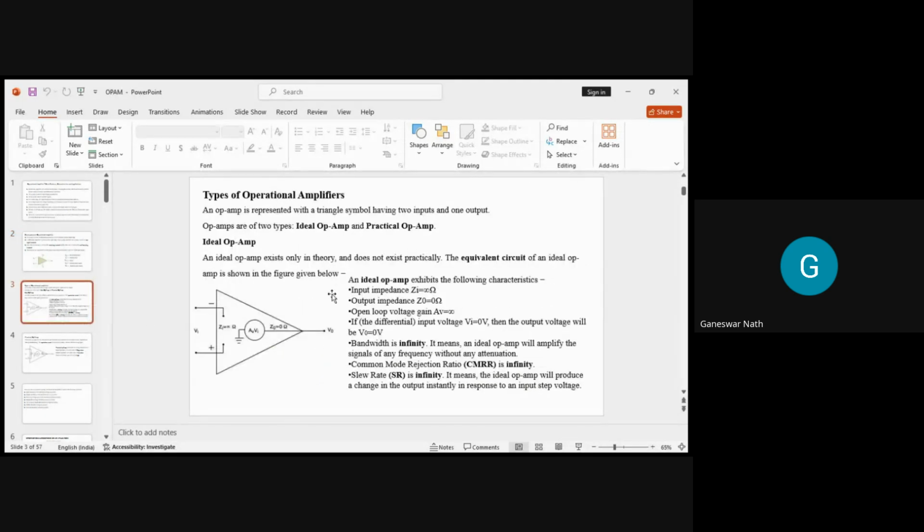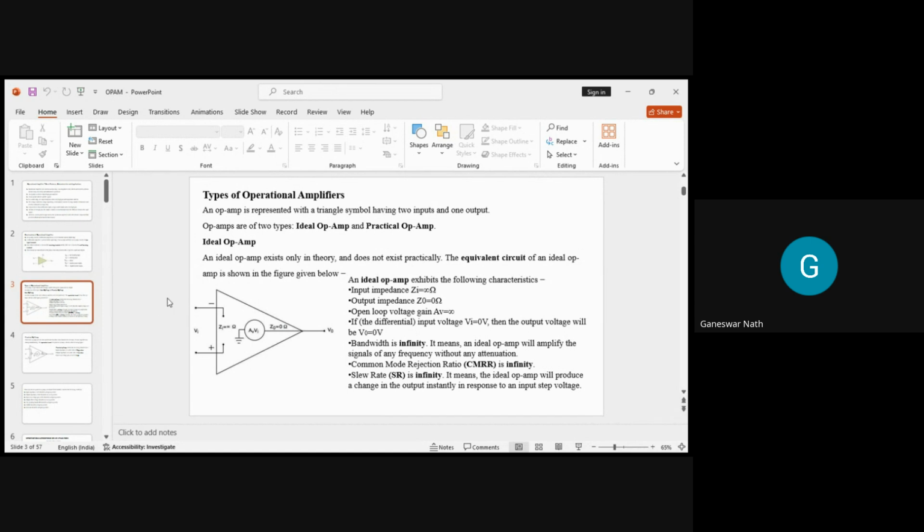Now the types of op-amp. An op-amp is represented with a triangle shape having two inputs and one output. Op-amps are of two types basically. One is called the ideal op-amp and the other is called the practical operational amplifier. An ideal op-amp exists only in theory, but not practically. That is why we discuss the practical op-amp, which really operates in a circuit.